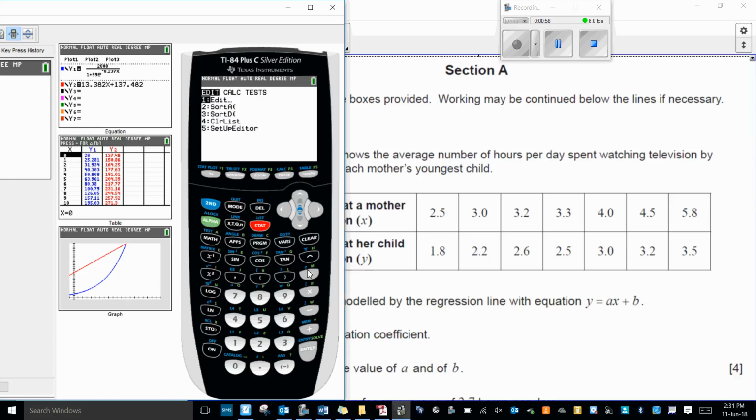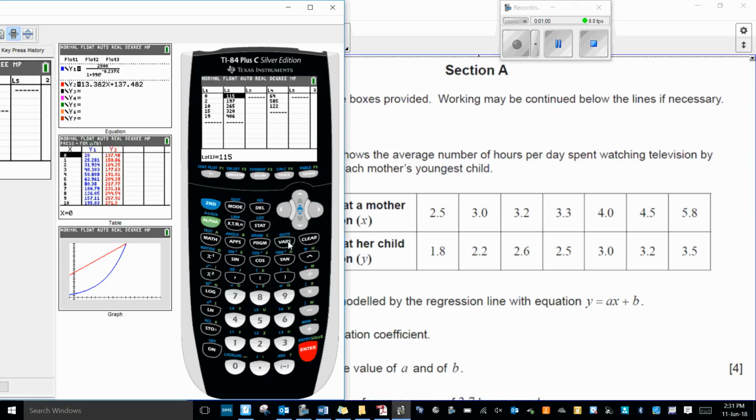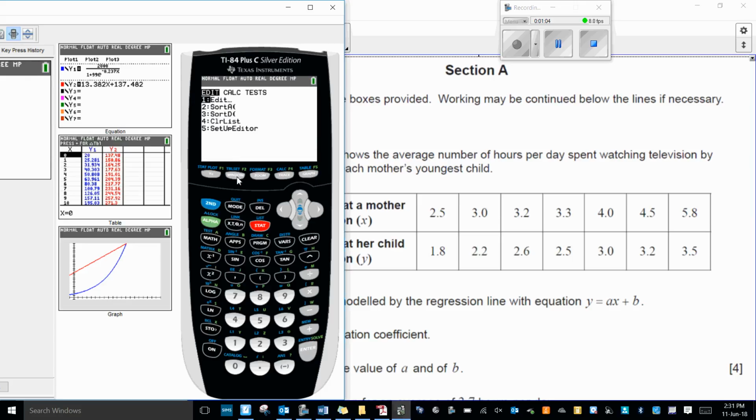Now I seem to have information in my lists, so first of all I'm going to clear them. So again, stat, clear list, and I believe I had list 1. You press comma if there's more than one list you need to get rid of. List 2, and I think I had list 4. I'm going to press enter, and hopefully now when I go into edit they're all clear.